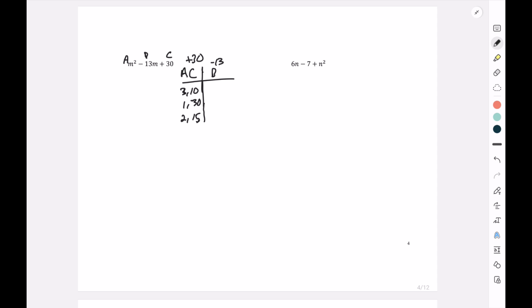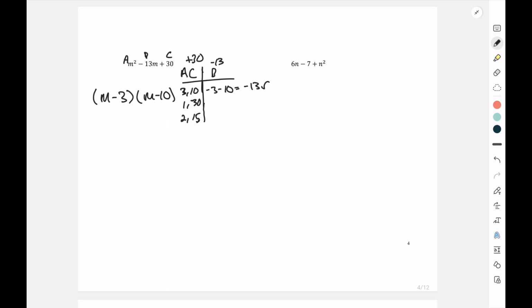Since we want a positive, we could do a positive times a positive, or a negative times a negative, and still get a positive. But since we want a negative value when they're added, we would do subtraction. So since we want a negative 13, we would do negative 3 minus 10, which would give us a negative 13, which checks out. And so we can put them directly into our binomial, and so our answer would be m minus 3, m minus 10.